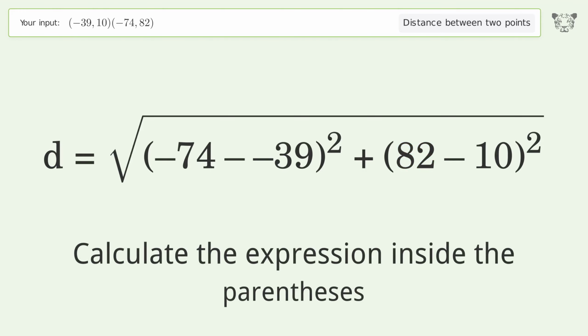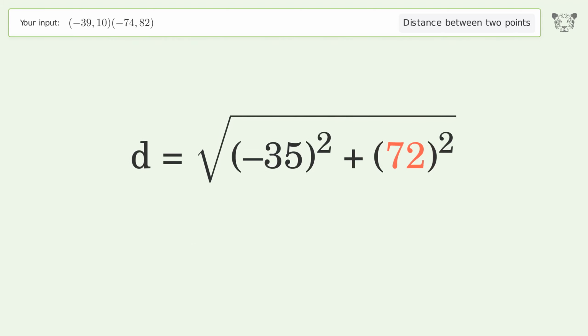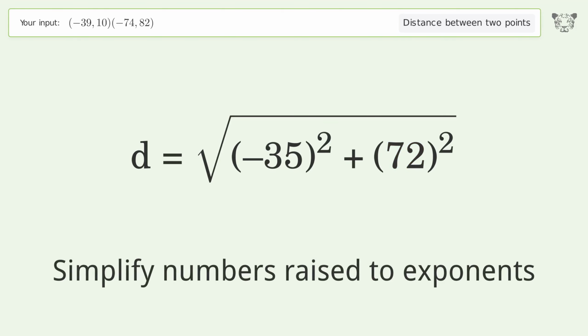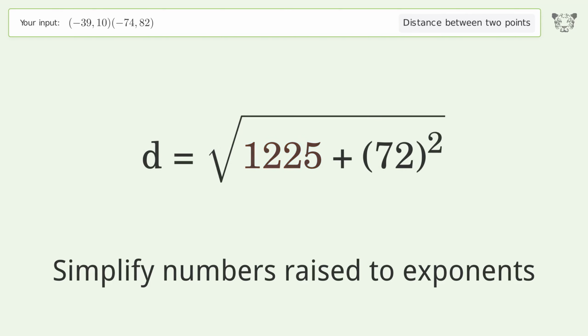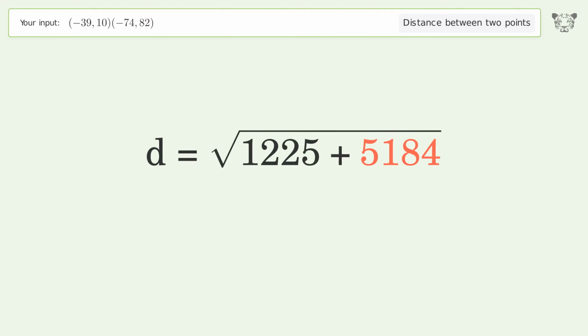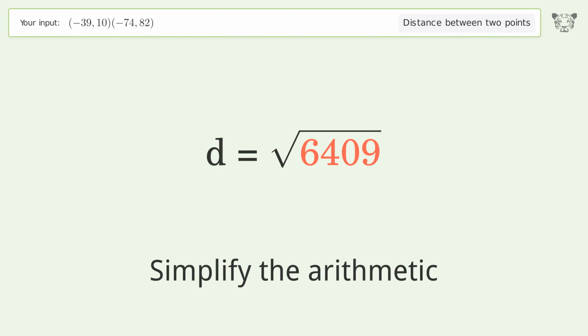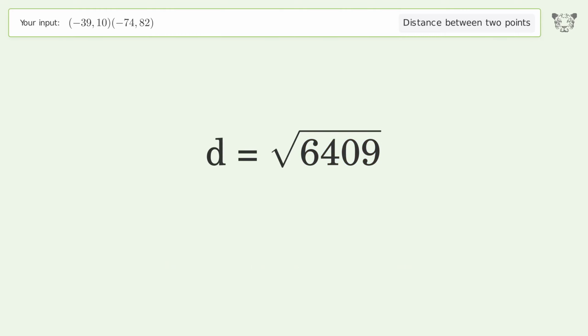Calculate the expression inside the parentheses. Simplify numbers raised to exponents. Simplify the arithmetic. And so the distance between the 2 points is the square root of 6,409, or 80.056.